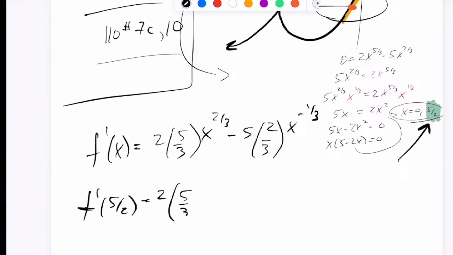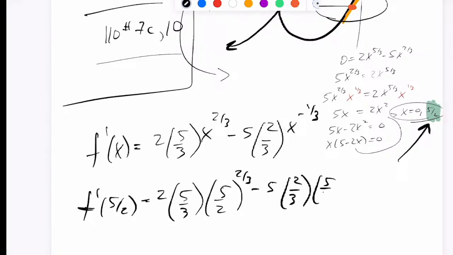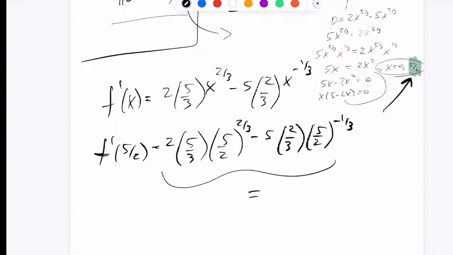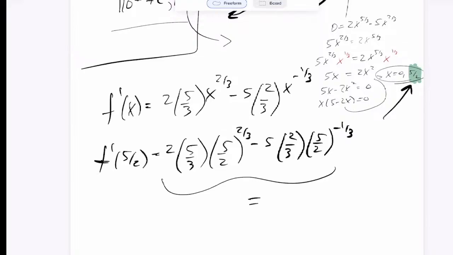This will be 2 times 5/3 times 5/2 to the 2/3 minus 5 times 2/3 times 5/2 to the minus 1/3. Whatever this is, when you punch it in your calculator, it should break down to something decent, and that would be your answer. Okay, that was 15.